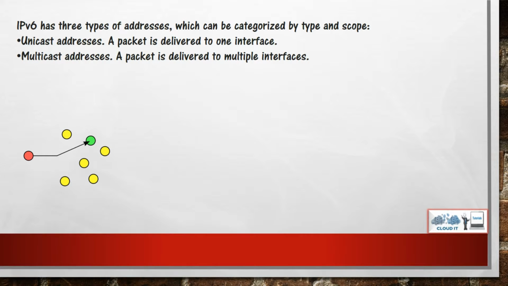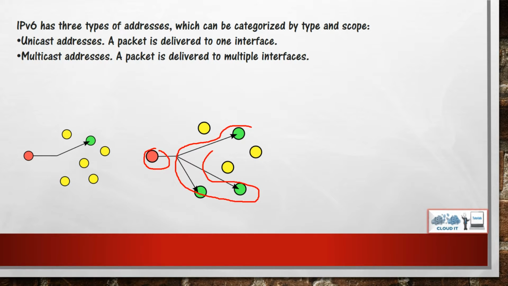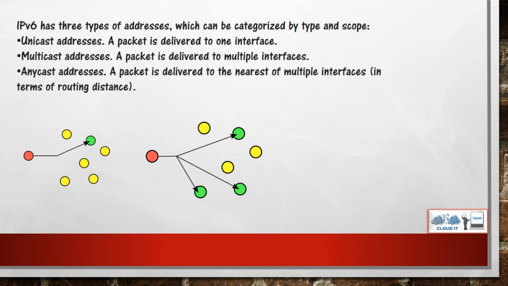Next is the multicast address. If you want to do communication from one to many nodes, but not all nodes, as you can see here, this can be achieved using a multicast address.